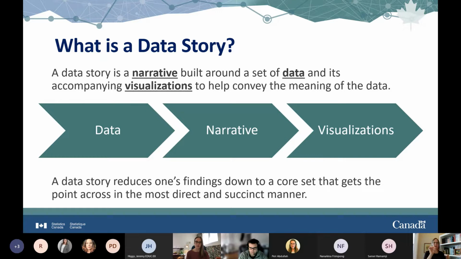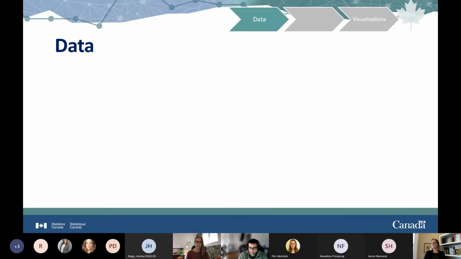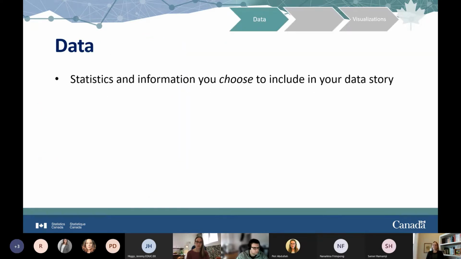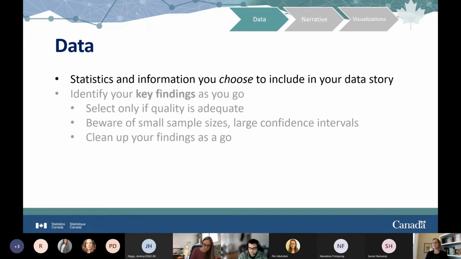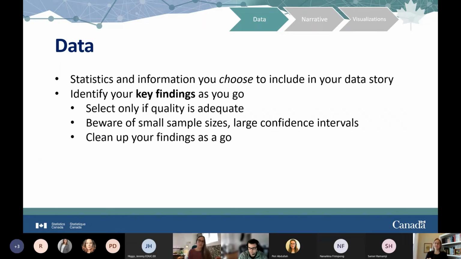So we're going to go through those three components of a data story: data, narrative, and visualizations. Data. The data part in your data story is statistics and information that you created, but it's the information that you choose to include in your data story. You are likely going to produce a lot of data tables, or do a lot of analysis throughout your analytical journey. Your task here is to carefully select the findings that are essential to telling your story.